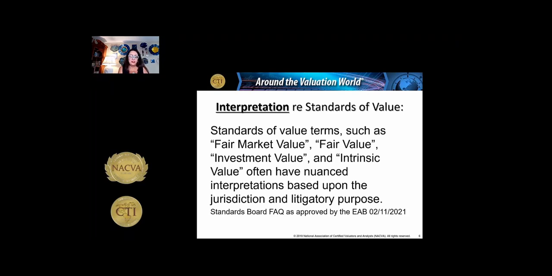So in the U.S., in terms of fair market value, we're talking about the price expressed in terms of cash equivalents at which property would exchange hands between a hypothetical willing and able buyer and a hypothetical willing and able seller, acting at arm's length in an open and unrestricted market where neither is under compulsion to buy or sell, and both have reasonable knowledge of relevant facts.